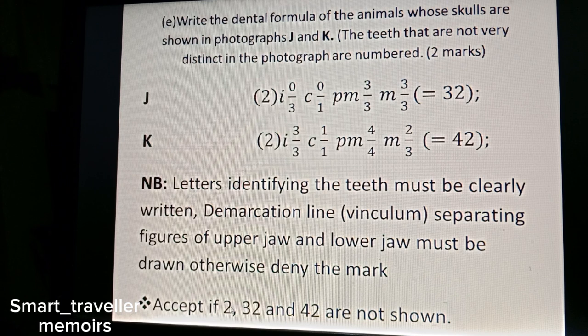Note, letters identifying the teeth must be clearly written. Demarcation line of inoculum separating figures of the upper jaw and the lower jaw must be drawn, otherwise deny the mark, except if 2, 32, and 42 are not shown. That is multiplication of 2. You can see they are in brackets. So if the 2 and the other brackets there are not there, you can still give the mark.